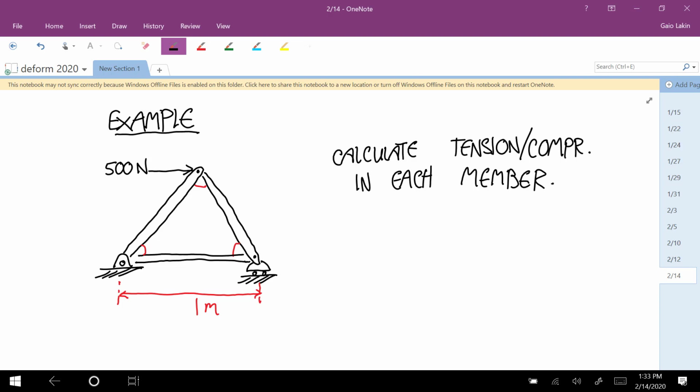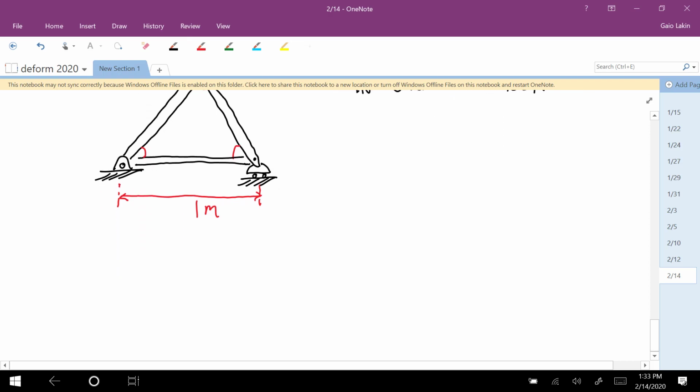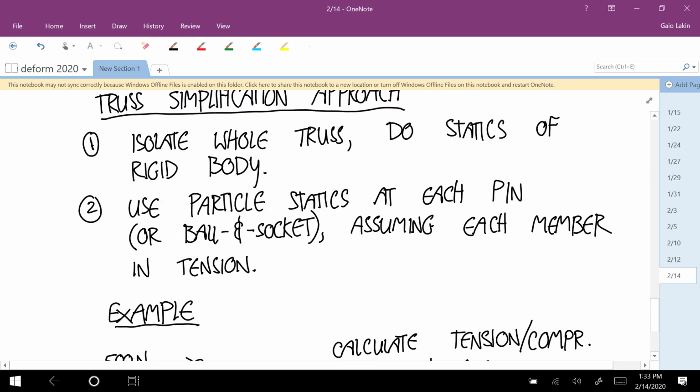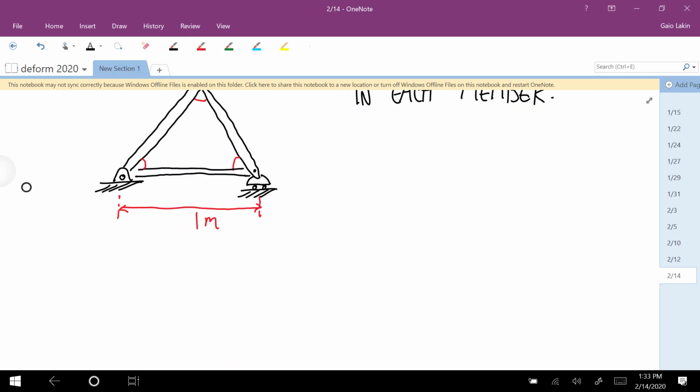Just because you have a structure that you want to calculate the external loads of the members for doesn't mean that it's appropriate to use the truss approach. All right, so let's just go through this. It's 2 steps. Let's do them in that order.